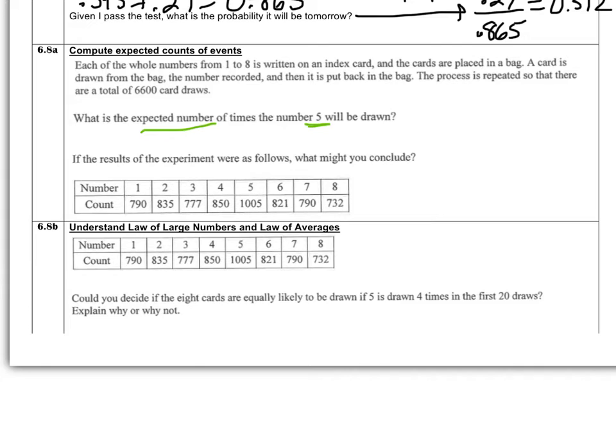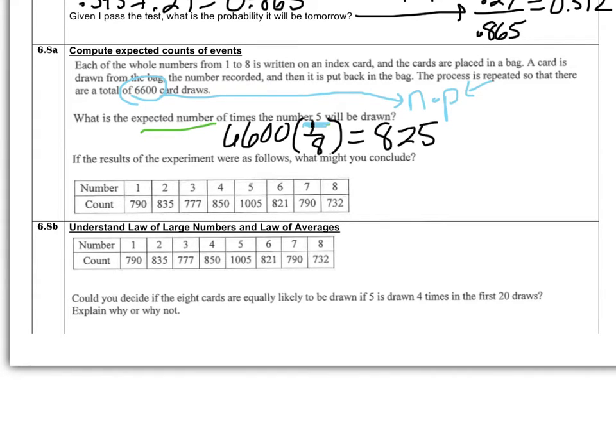Keep in mind the formula for expected count is n times p, where n is the number of times the sample was taken or the experiment was done, and p is the probability of drawing a 5. So what we're going to write here is 6,600. The probability of drawing a 5 from 8 cards is 1 out of 8. When you multiply this together, you're going to get 825. So we would expect the number 5 to show up 825 times.